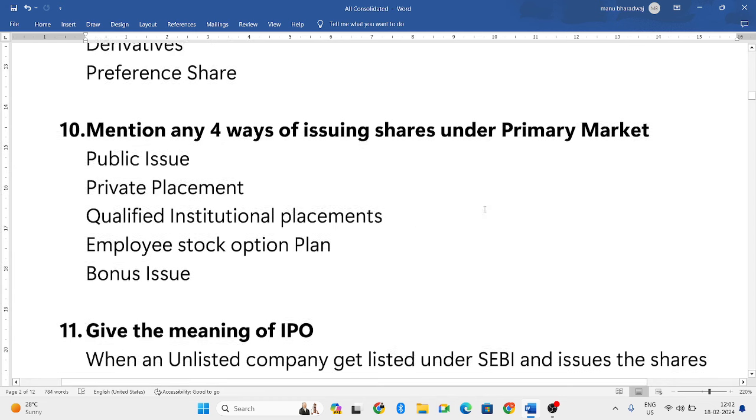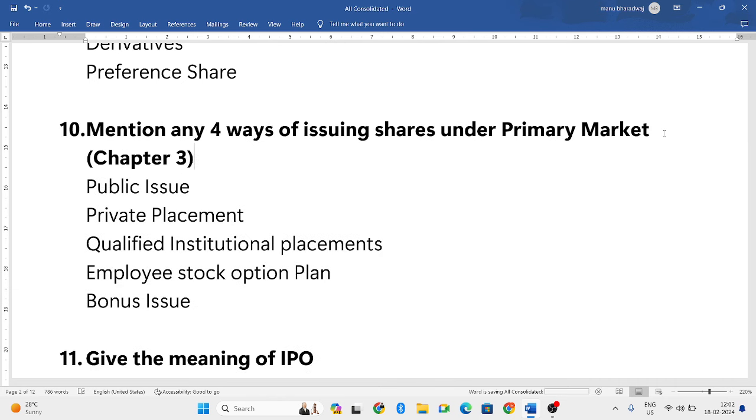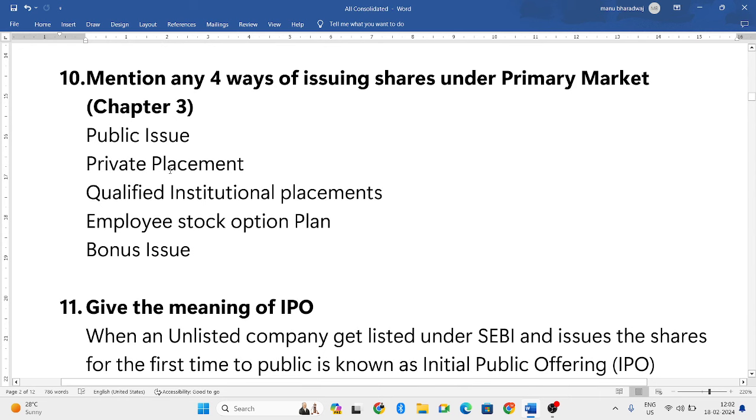Mention any 4 ways of issuing shares under primary market. So this is chapter number 3. We have public issue, private placements, qualified institutional placements is there, and employee stock option plan, we call it as ESOP, then bonus issue. So these are all the ways of issuing the shares in primary market.